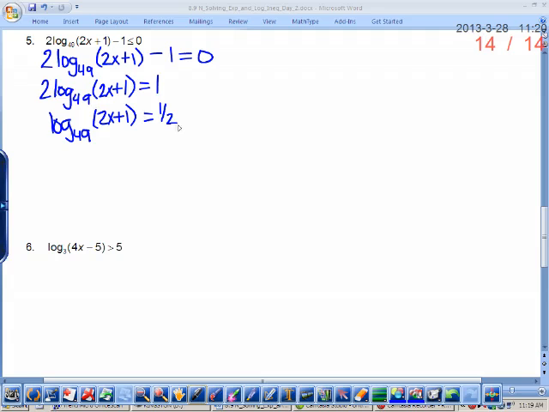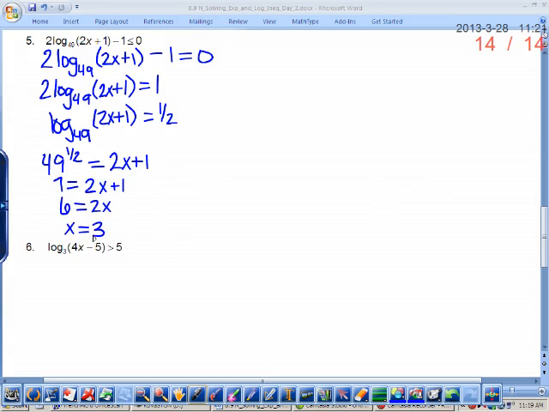What might we do from here? Yeah, rewrite this as an exponential. So this is 49 to the 1/2 is equal to 2x plus 1. Well, that works out nicely. What is 49 to the 1/2 power? 7. So 7 is 2x plus 1. So what's x? 3. Questions on that process?